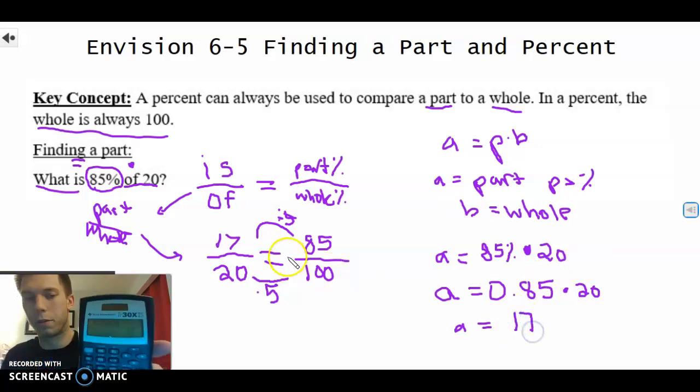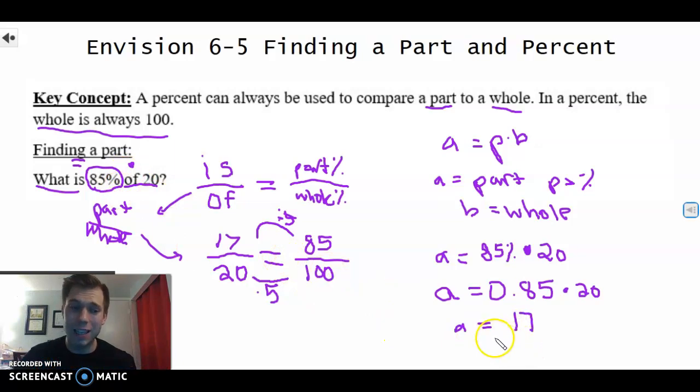which is what we got up here. So 17 is the part, is 85% of 20. It's telling you that the number 17, since 20 is the whole in this case, 20 is representing the whole amount, 100%. 17 is the 85% of that whole amount of that 20. Okay.